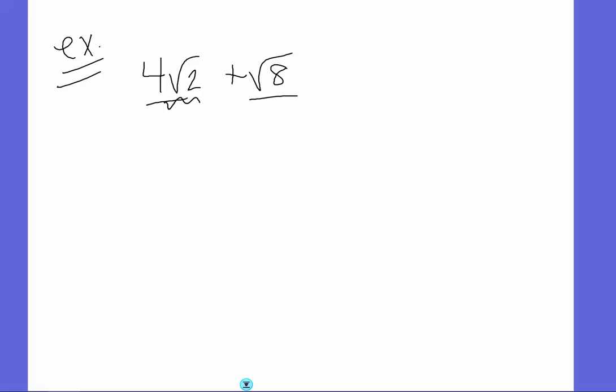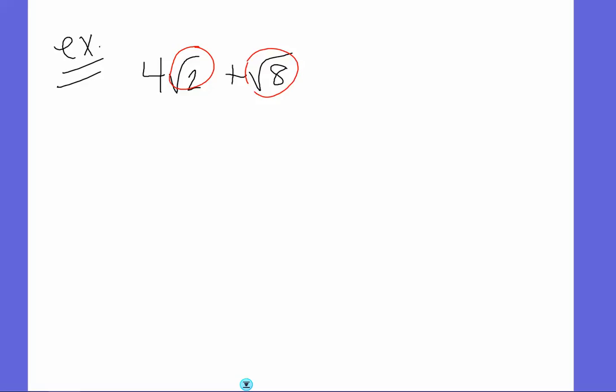So what would happen if I kept getting problems that looked like this? What if I had 4 rad 2 plus rad 8? Am I allowed to add these together? No, because this has a rad 2 and this has a rad 8, which means they're not like terms. So the main question is, what's going to happen if that's the case? Well, I have to look at both my radicals, and I have to first make sure that they're in simplest radical form before I can add or subtract.